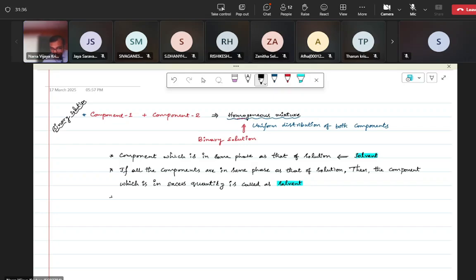Now, solvent is unique. Irrespective of any number of components you mix, only one component is a solvent, and all the remaining components are solutes, right?